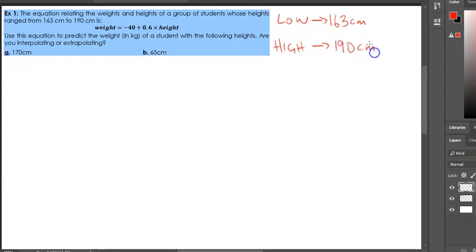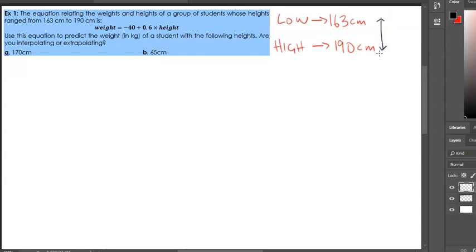And so all this means is that when a survey was conducted and the students provided their weights and their heights, the lowest height was 163 centimeters and the highest height was 190 centimeters.